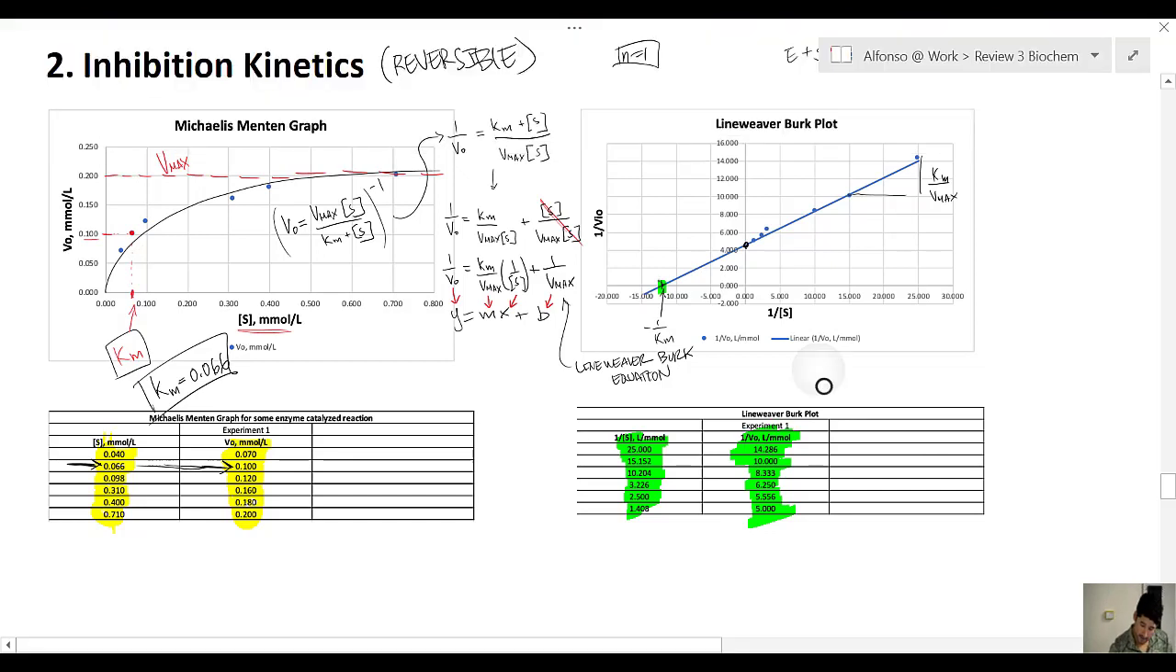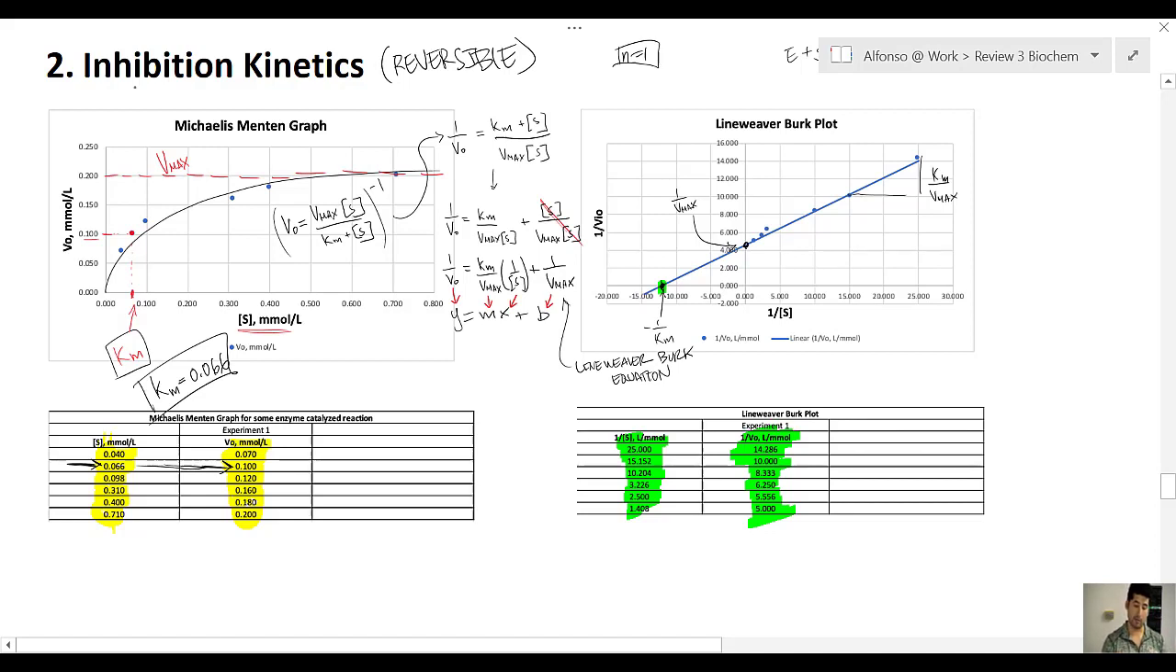Lineweaver-Burk plot. So whenever you're given a Lineweaver-Burk plot, the first thing you should look at is your -1 over Km, which is your x-intercept. And then the next thing you should look at is your 1 over Vmax, which is your y-intercept. So your y-intercept is 1 over Vmax, and your x-intercept is -1 over Km. Those are two things you should be looking for whenever you look at a Lineweaver-Burk plot. Just like whenever you look at a Michaelis-Menten graph, you're looking for Vmax, then you're looking for half the Vmax so that you can find your Km value.